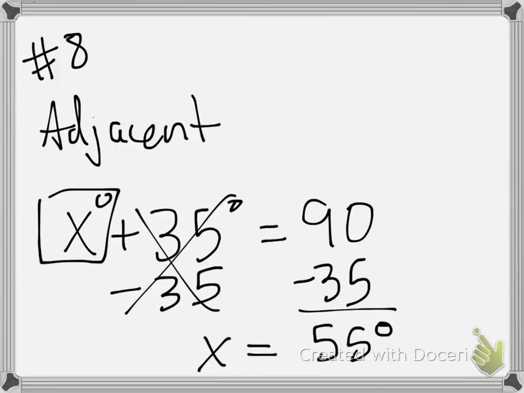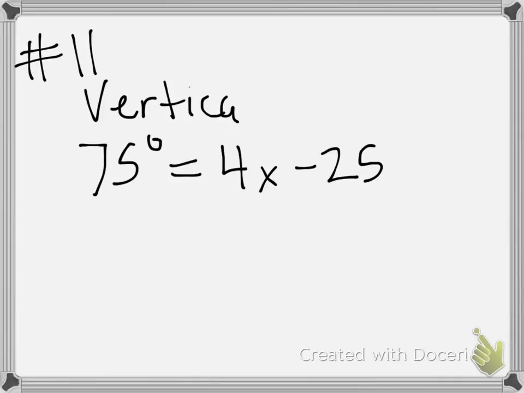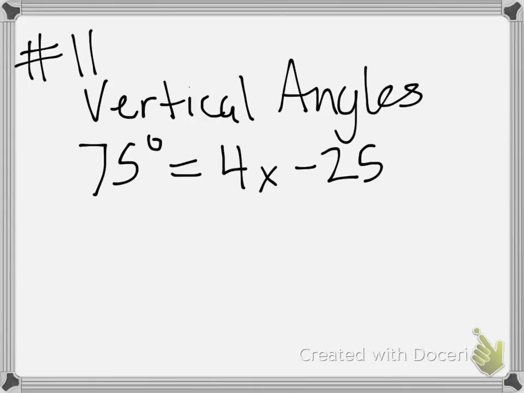So let's try number 11, and then I'm going to have you try some on your own. 11. If you notice, they're not next to each other, they're opposite. So that means that they're actually equal. So if we look at the first angle, which is 75 degrees, that's going to be equal to 4x minus 25. So we have to find the value of x. So, excuse me, I skipped a part. Vertical angles. Alright, so our first answer is that they're vertical angles.